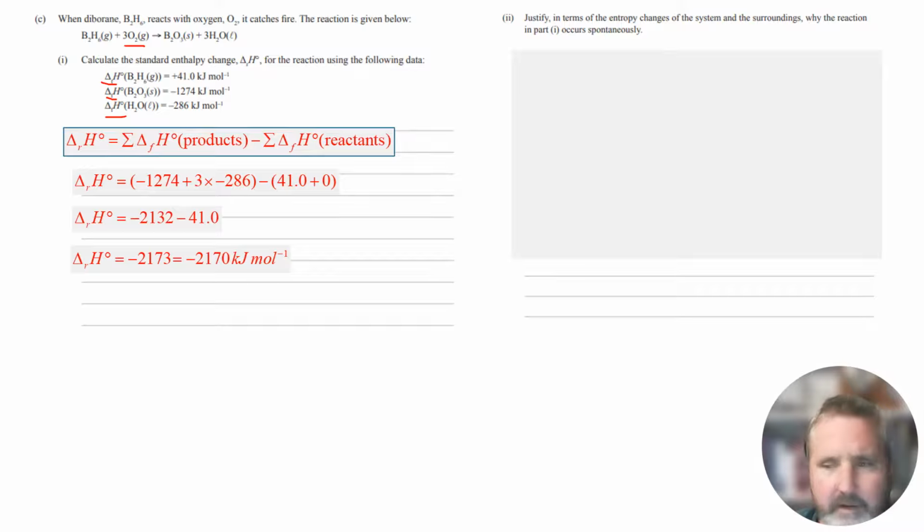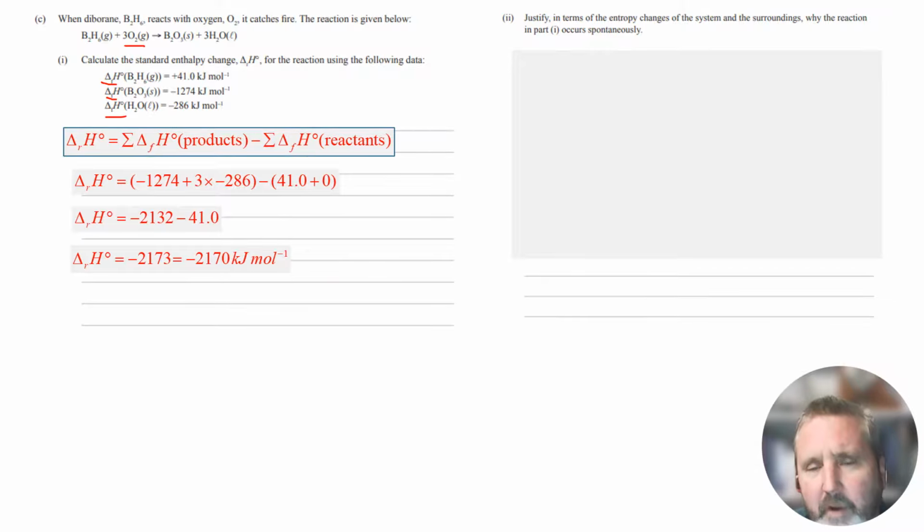Now, if you get the correct answer here with the correct number of significant figures, which is negative 2,170, you get a merit. If you made an error, and an error could be something as simple as missing out the 3 but everything else is correct, so if one of these values is wrong, you get an achieved. They say that you need to write this to 3 significant figures, but they accepted 2 or 4 significant figures as well.